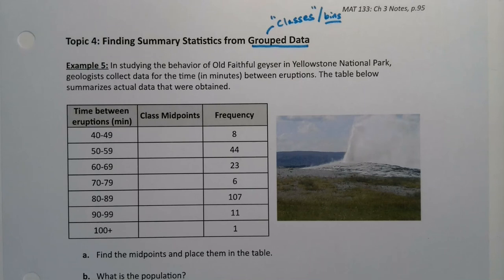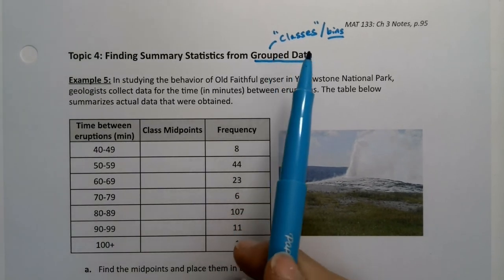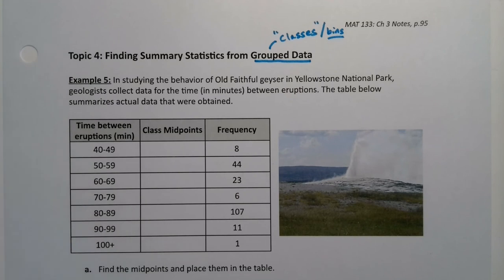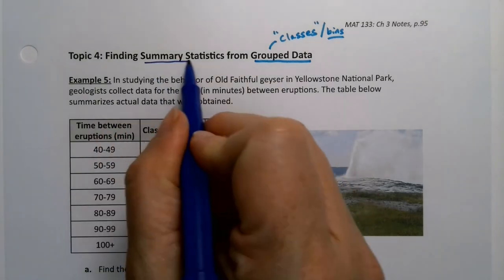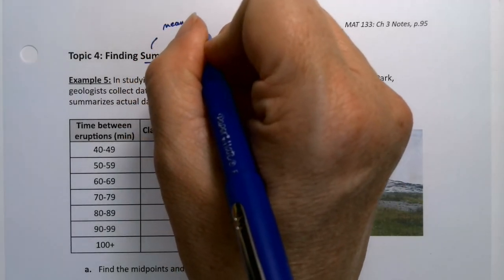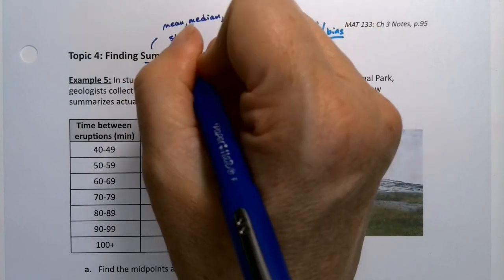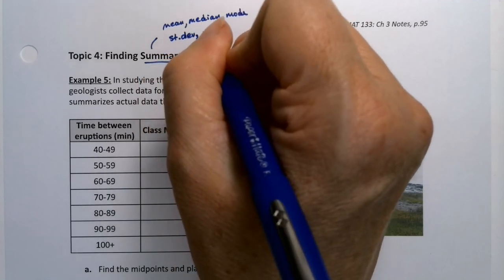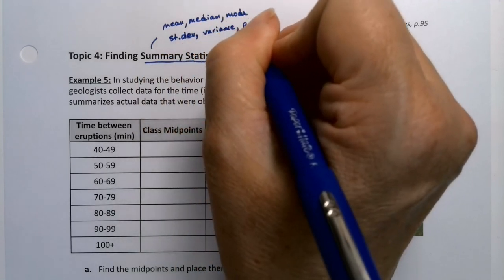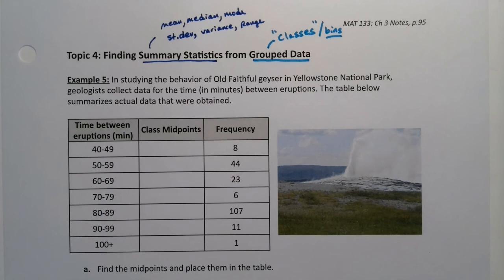In topic 4, we're going to find summary statistics for grouped data. So grouped data, of course, are data that have classes or bins. We've talked about that in chapter 2. And then summary statistics, just as a reminder, are things like the mean, the median, the mode, or measures of center, but also the standard deviation, the range, the variance, all those good things. Those are the things we know so far for summary statistics. There are more, but those are the things we know so far.